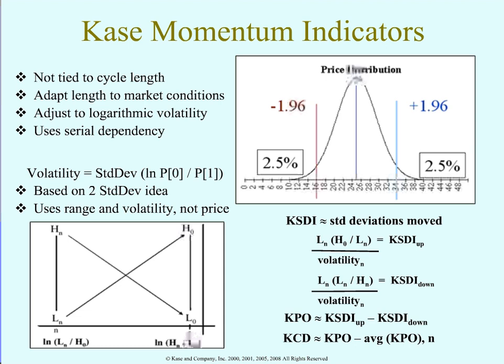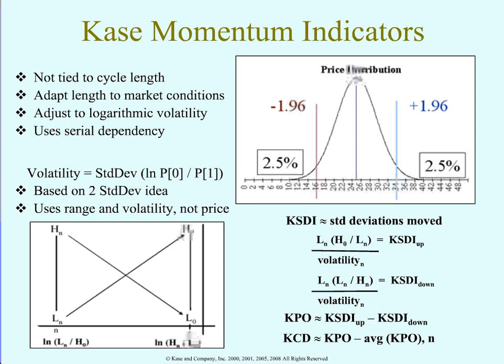The peak oscillator has two measures behind it. One I call KSDI up, the other KSDI down. That stands for Kase Serial Dependency Index. And what that means is it measures the degree to which something is not random, or, to put it positively, the degree to which something is serially dependent, that is, part of a time series.